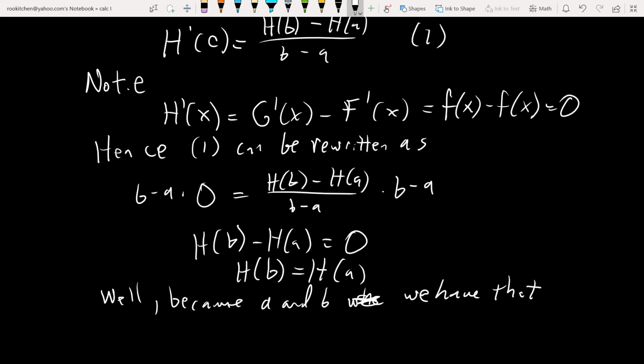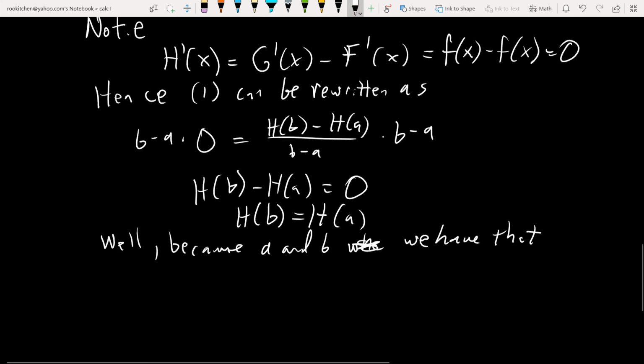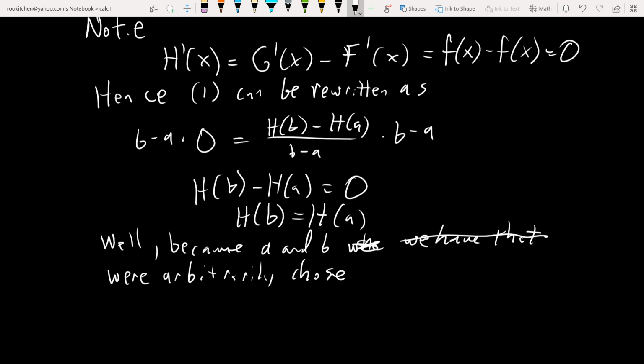And therefore, h of x must be constant on that interval. So because a and b were arbitrarily chosen, h of x is constant on this interval.